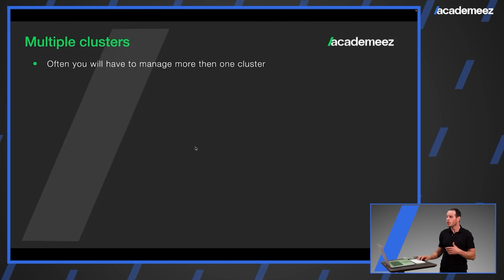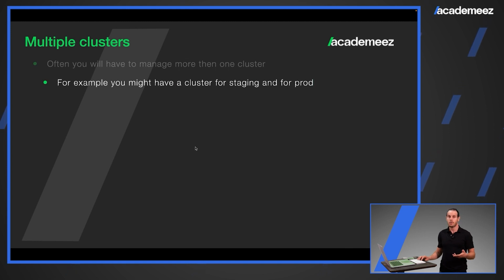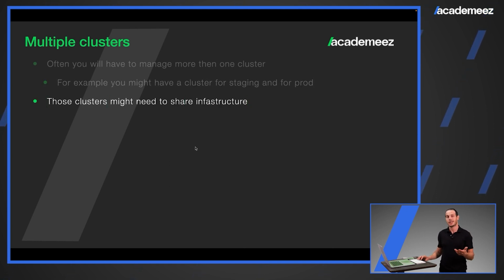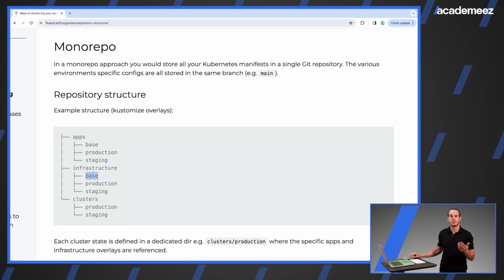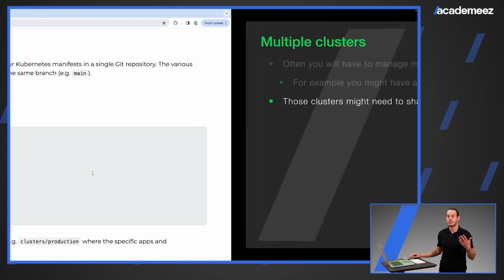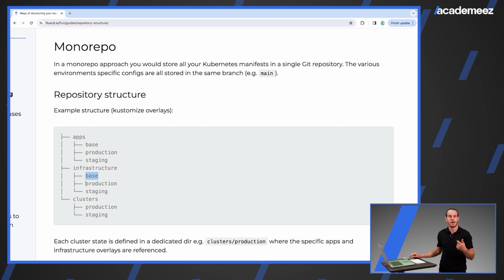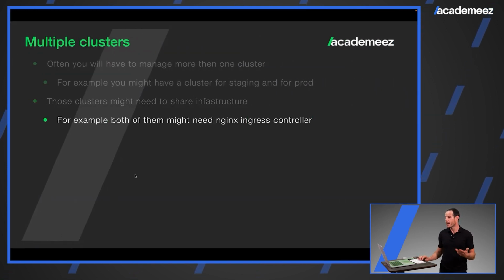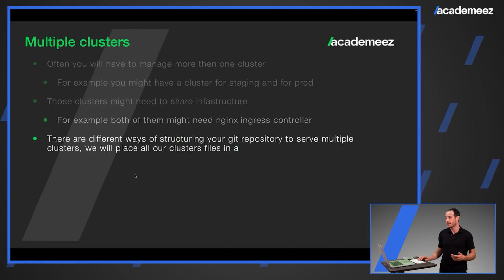So going back to the slide, often we have to manage more than one cluster. For example, production, staging, continuous integration, those all might take a cluster. As your team grows, you might give a dedicated cluster for a team, and those clusters might have shared infrastructure. This is what we talked about, the base. Those clusters all of them might have Nginx Ingress Controller. And you now can place this entire configuration of the shared infrastructure in one place. For example, both of them might need an Nginx Ingress Controller.